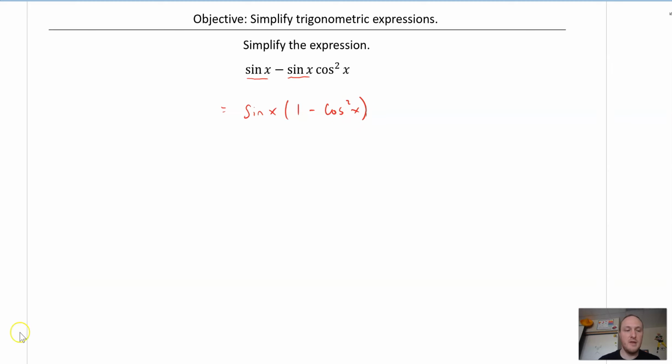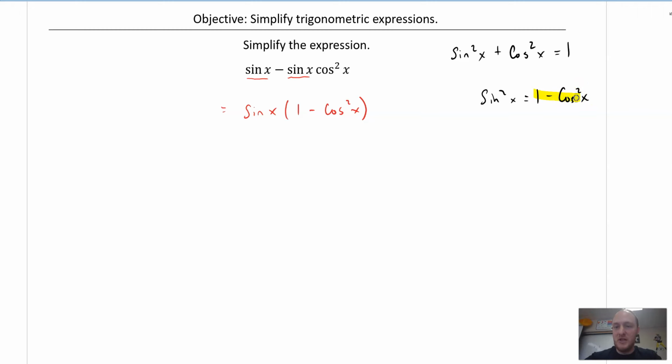Okay, and then here's where we're going to jump over to our Pythagorean identities. I see a cosine squared x there, so I'm going to just write this. Sine squared x plus cosine squared x is equal to 1. So notice I have something that looks similar, but if I subtract cosine squared x over, I get this: sine squared x is equal to 1 minus cosine squared x.